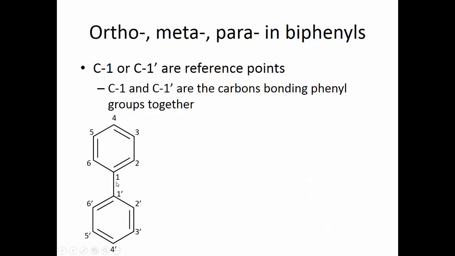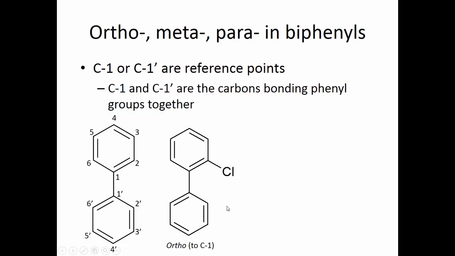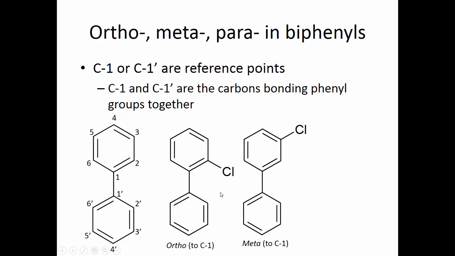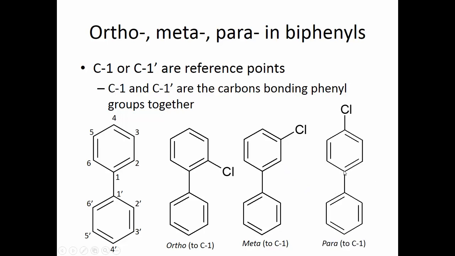And so usually the reference points are what we call carbon 1 or carbon 1 prime. And how do we know what carbon 1 is? Well, carbon 1 is attached to the carbon 1 prime of the other phenyl ring. These are the carbons bonding the phenyl groups together. So this would be ortho to carbon 1. This would be meta to carbon 1. See this meta, and this is the ortho carbon. There's nothing on it. And then here's our reference carbon. This is carbon 1. This was ortho, meta. Now this chlorine is para to carbon 1.